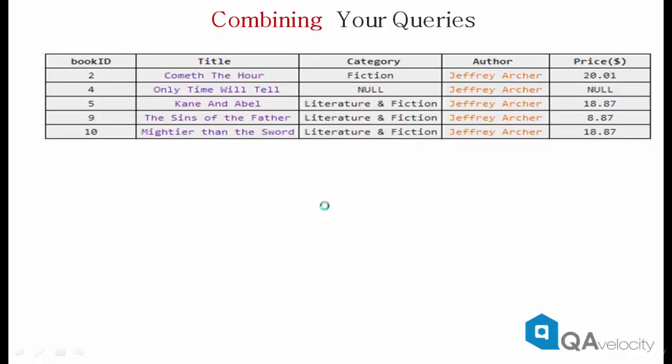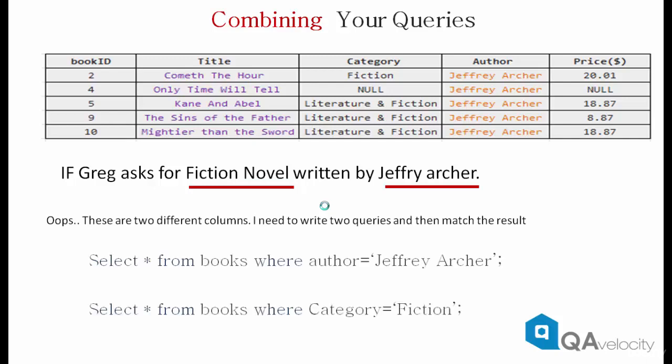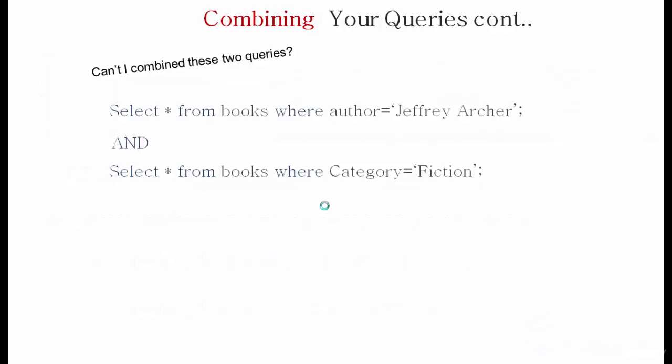It is better programming practice, as it also speeds up your query as well as reduces the memory used by your program. So what would happen if Greg asked for fiction novels written by Jeffrey Archer? If we see the table, fiction novel is a category and Jeffrey Archer is an author. So these are two different columns. So we need to write two queries and then match the result. My first query would be select star from books where author equal to Jeffrey Archer. And my second query would be select star from books where category equal to fiction.